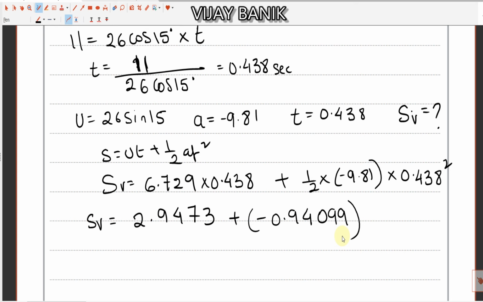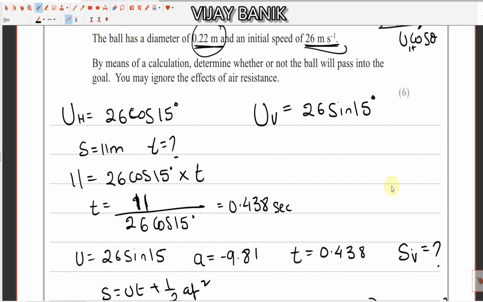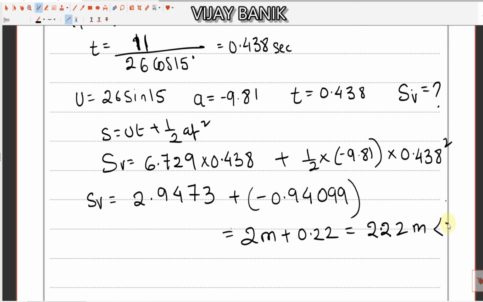So how much will that be? 2.9473 minus 0.94099 is around 2.00, that's around 2 meter. But I need to add even the diameter of the ball over there, because that plays a role. So 2 plus 0.22 meters, so it's going to be 2.22 meter, which is less than the 2.4 meter shown over here. Therefore yes, the goal is scored.